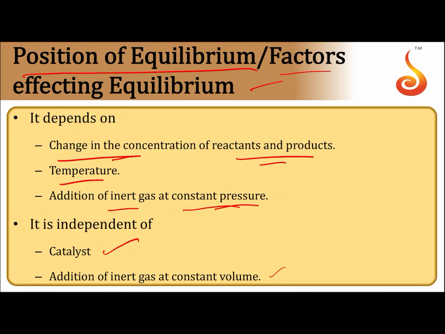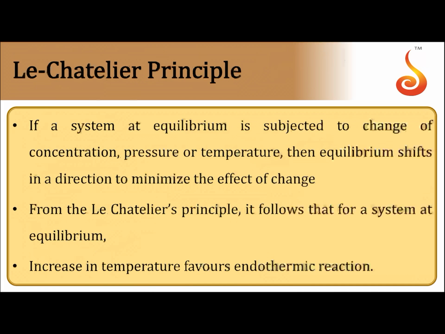So the change in concentration of reactants and products, pressure, temperature, and addition of inert gas at constant pressure will affect the position of equilibrium, and catalyst and addition of inert gas at constant volume will not affect the position of equilibrium.